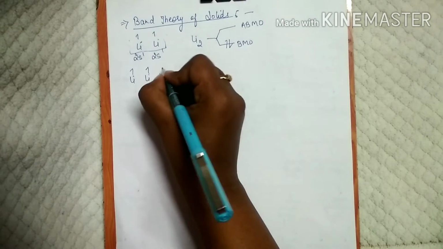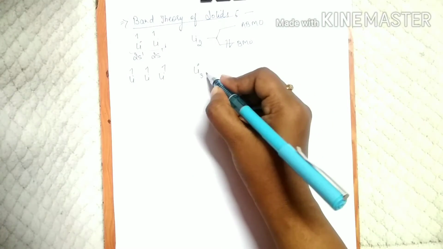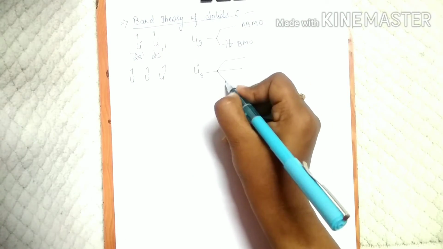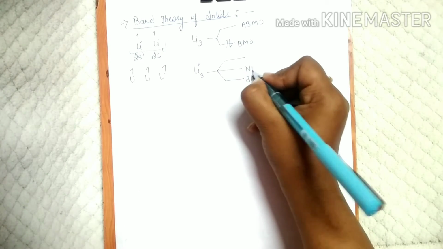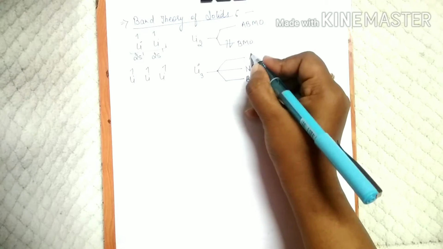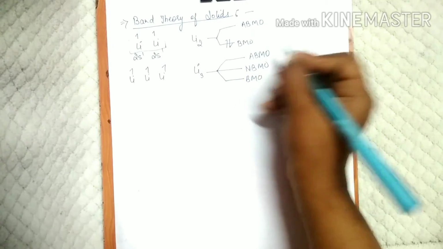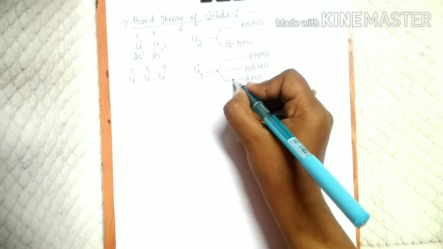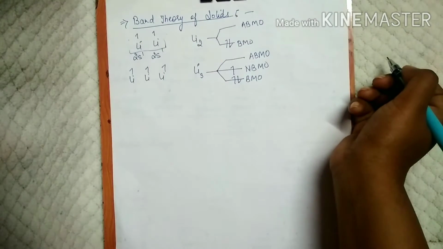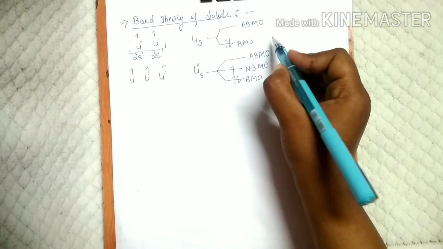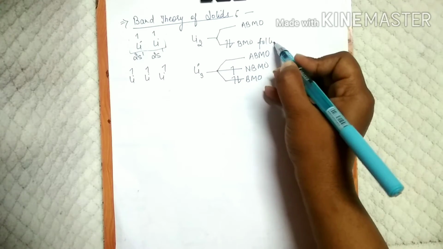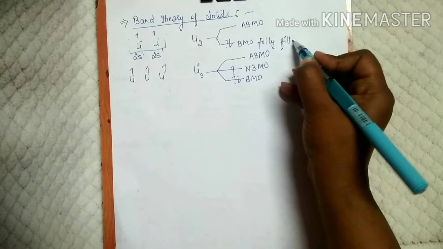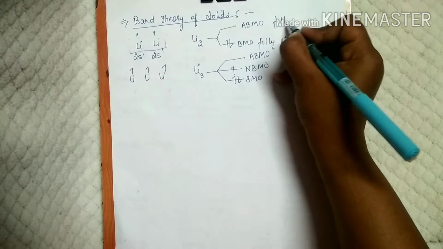Again, all of them will be having one electron in the valence shell. They are going to form one bonding molecular orbital, one non-bonding molecular orbital, and one anti-bonding molecular orbital. 3 electrons will be present like this. Here you can see bonding molecular orbital is fully filled, anti-bonding molecular orbital is fully empty.